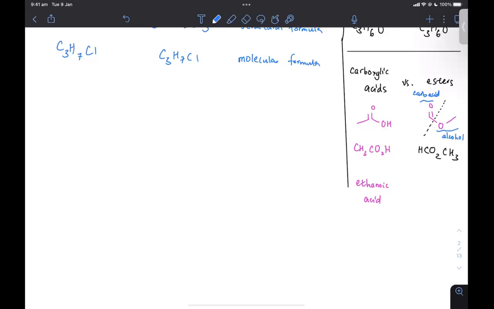When you name ester, you name the alcohol first. So you're going to get methyl from the methanol, and then you get the methanoate from the methanoic acid. 1-carbon carboxylic acid is called methanoic acid. Why not 2 carbon? Because 1 carbon there plus 1 carbon is 2 carbon.